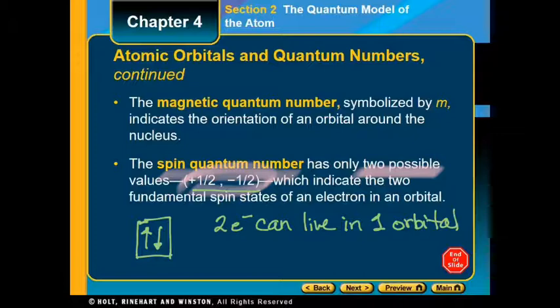We'll talk later about why they have to have opposite spins. I'm hoping you're making a connection about 2 electrons having the same charge, living close together. You know they want to repel, so something has to happen so that they can live close together and not repel.